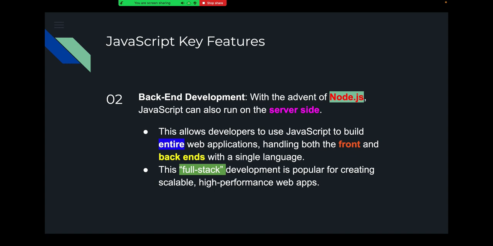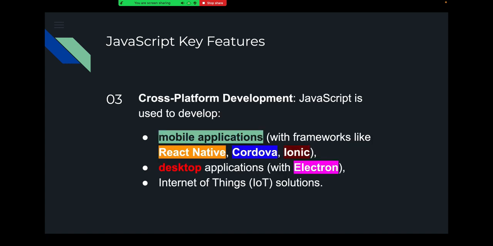So this allows developers to use JavaScript to build entire web applications, handling both the front and backend, like we said. So that is called full stack development. Some people say they are full stack developers or backend developers or front end developers. Those who are full stack developers can use that same language, in this case JavaScript, to work in the front end as well as work in the back end.